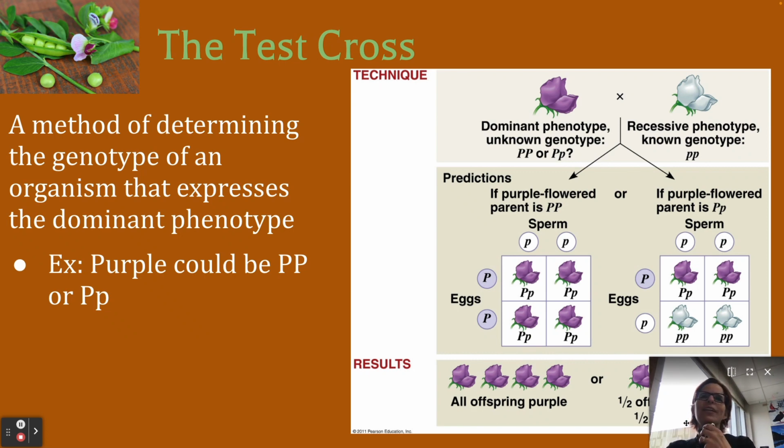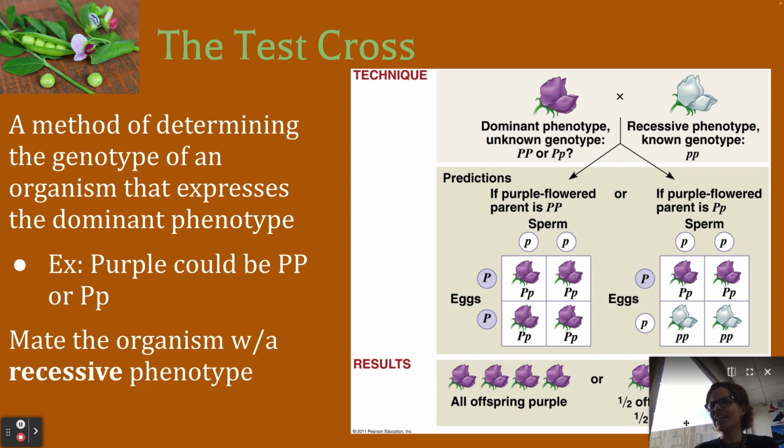When you're showing an organism with the dominant trait, so like purple in this example, you can't tell if the purple is homozygous dominant or heterozygous. There's no way to know that. So the only way to find out for sure is to mate it with a what? Does anybody know? With a recessive. Very good. So mate the organism with a recessive phenotype.